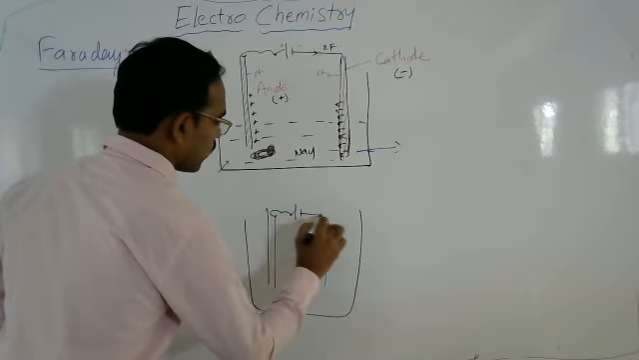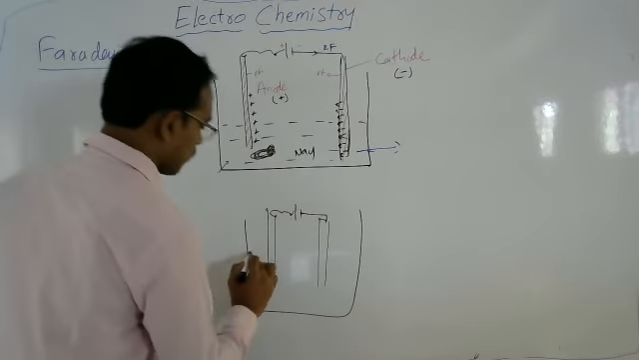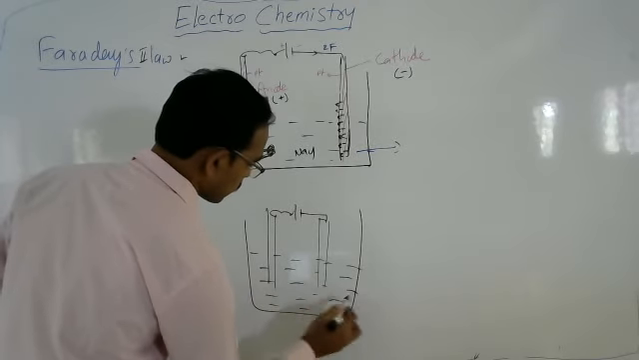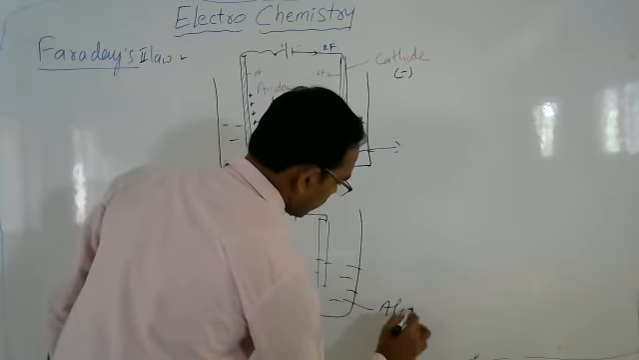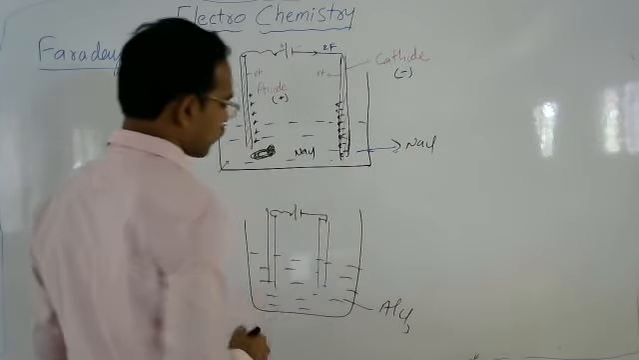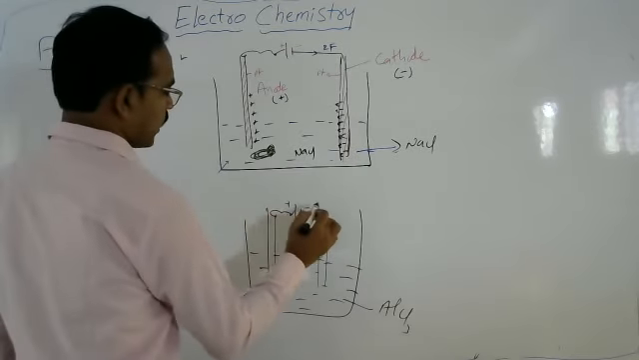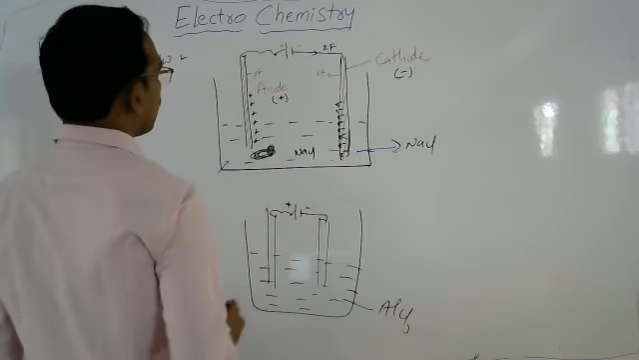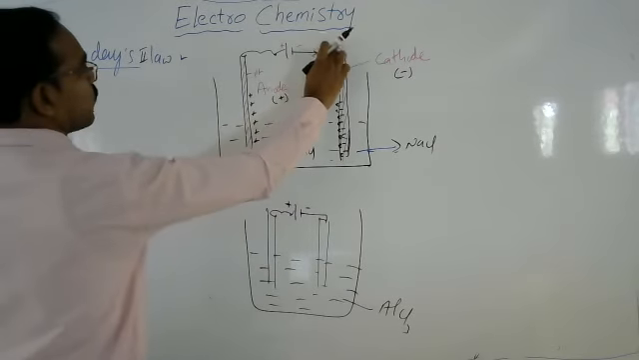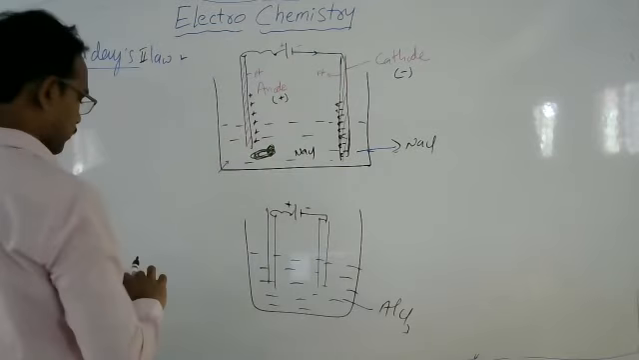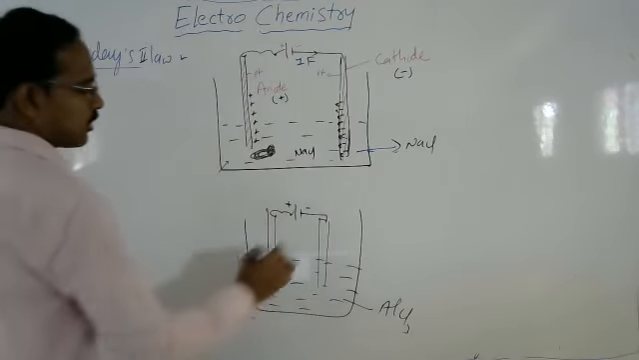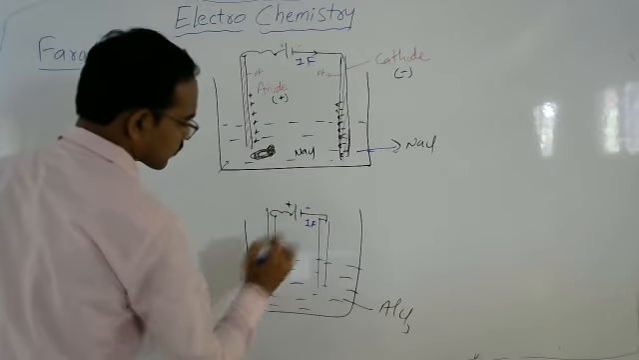Similar, same experiment I am taking. Okay, here it is aluminum chloride. It is NaCl. It is aluminum chloride. Okay, positive, negative. Right, everything is same. Now I am taking here 1 farad current. Here also the same 1 farad current I am taking.